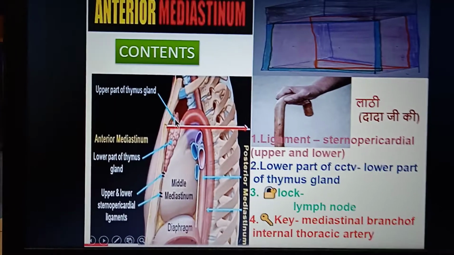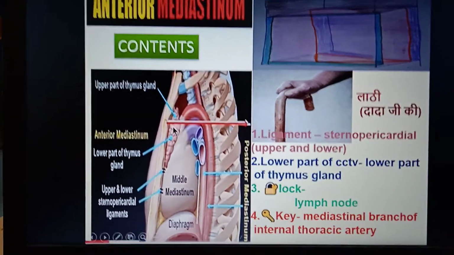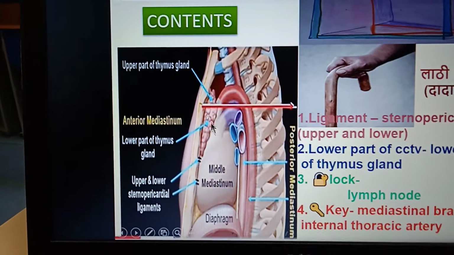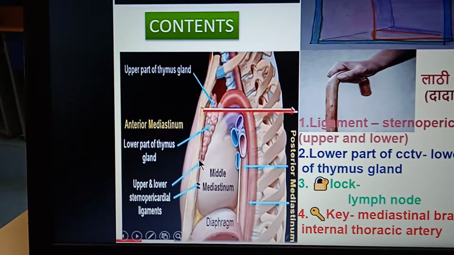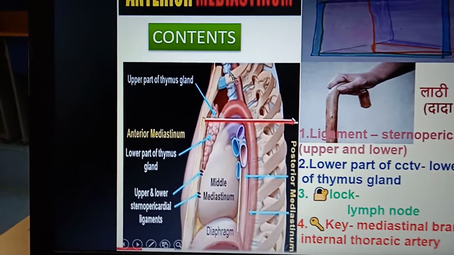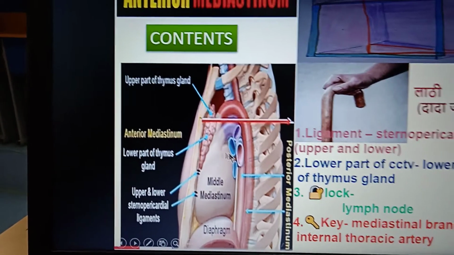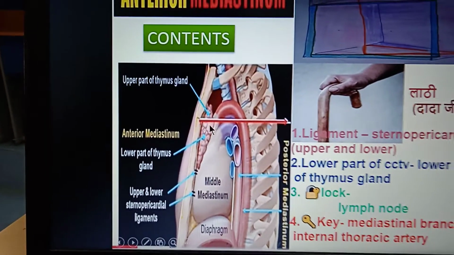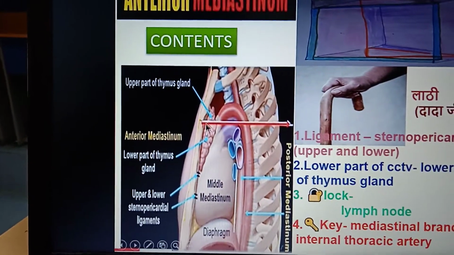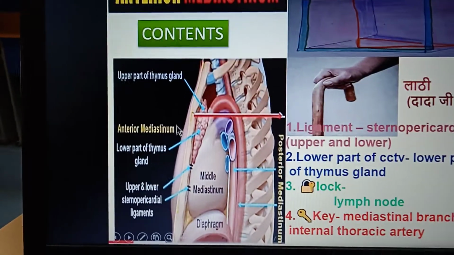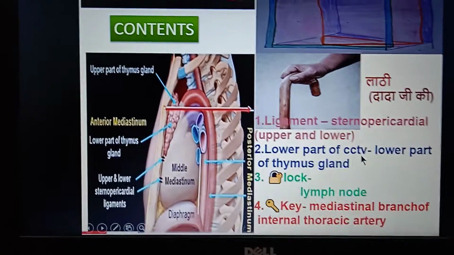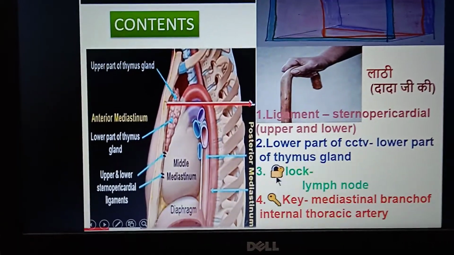And we have read that CCTV is in the superior mediastinum, but here you can see this is the thymus gland, and the lower part also comes into the anterior mediastinum, the lower part of CCTV. The grandchildren are very responsible. They always take care of their parents. So some part of CCTV is below this imaginary plane, so that they can see what is going on in the family. So the lower part of CCTV is comparable to the lower part of the thymus gland.